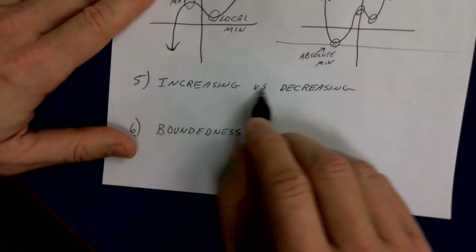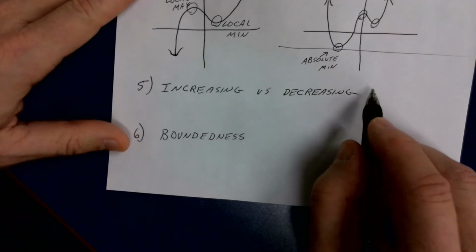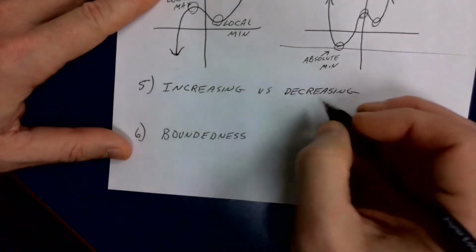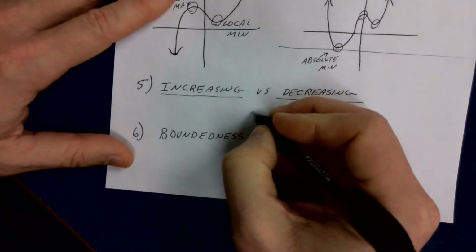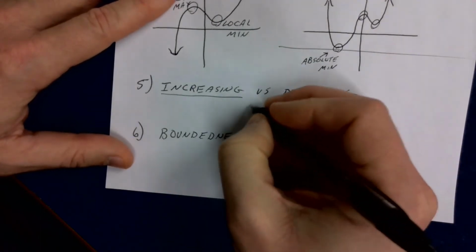Okay, increasing versus decreasing. When we're talking about whether a function's increasing or decreasing, we're looking at what the function does.